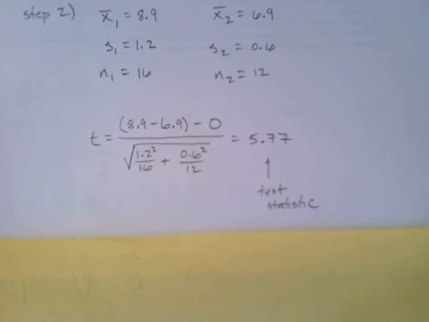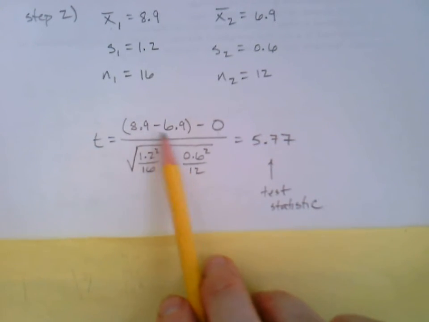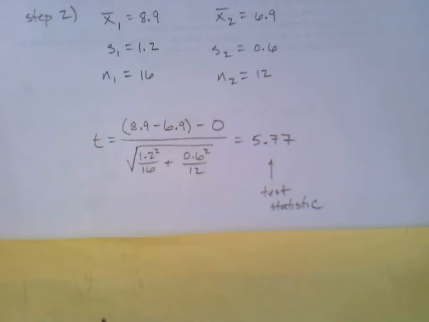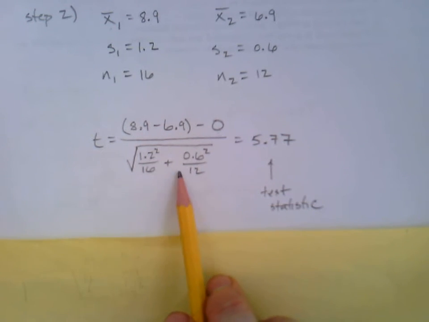Oh, okay. All right, so here's the difference in the data we collected, but we assume the difference is 0. Divided by giant square root s1 squared over n1 plus s2 squared over n2, 1.2 squared over 16 plus 0.6 squared over 12 from those four right there.